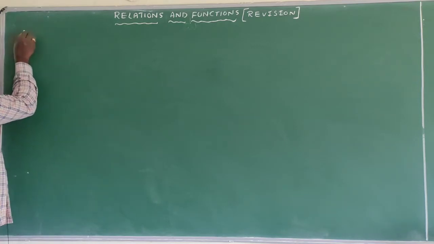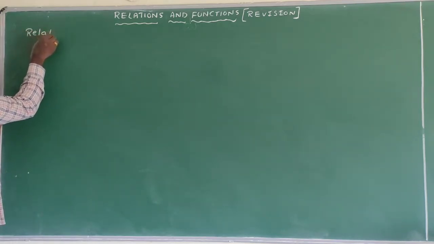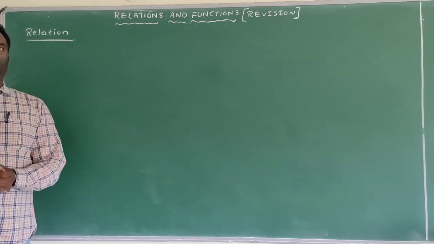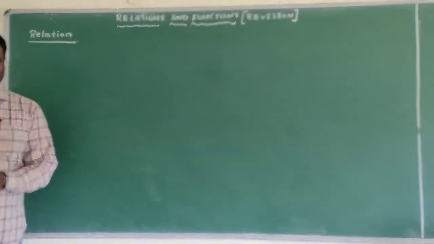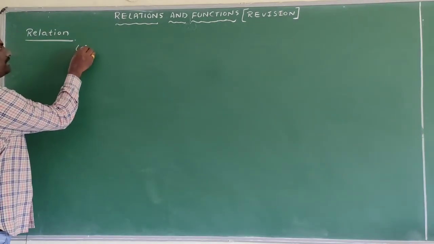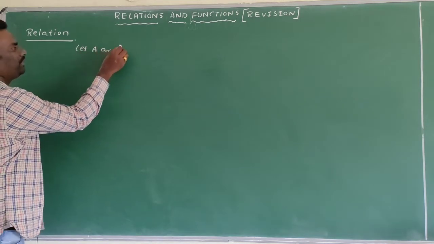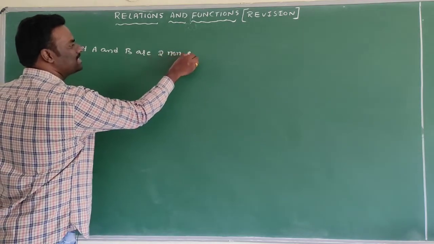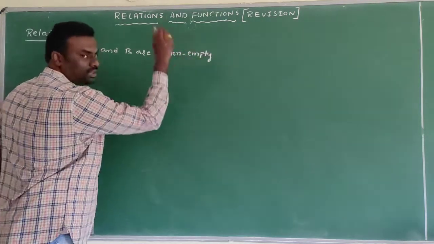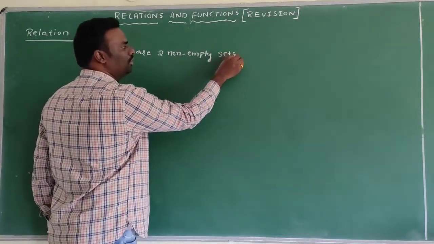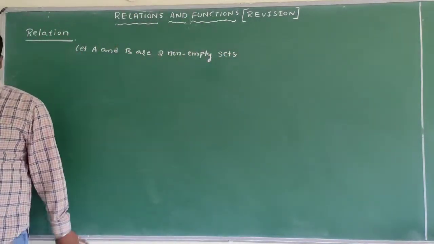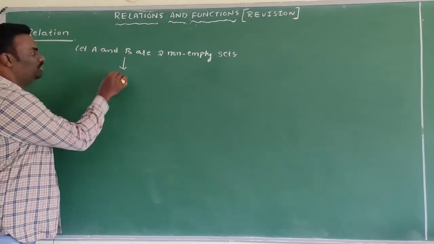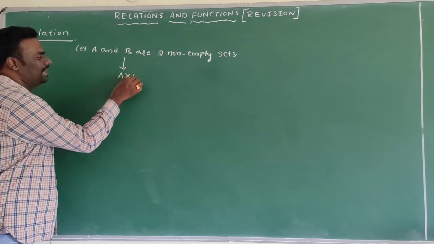First one, what is meant by a relation? To define a relation, we need to take two non-empty sets. Let A and B be two non-empty sets. After that, we need to find the Cartesian product of these two. Cartesian product is nothing but A cross B.